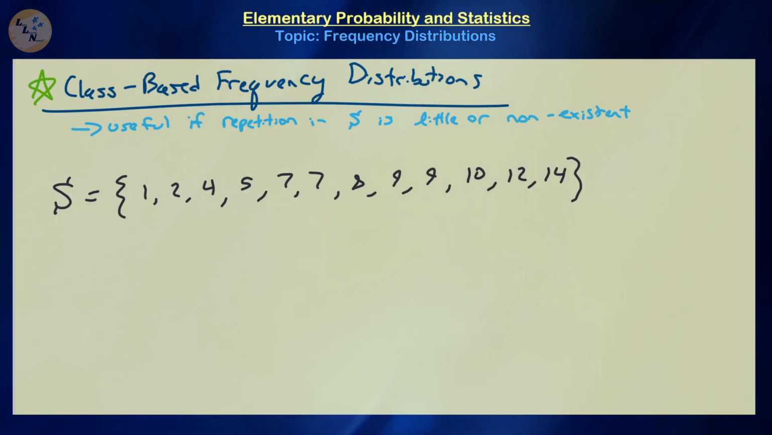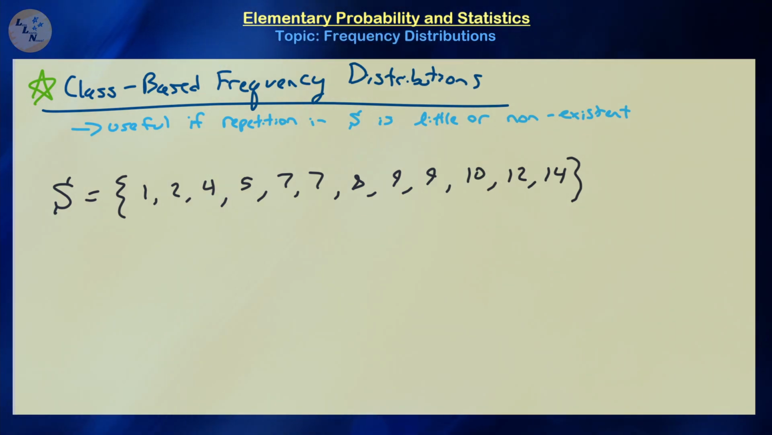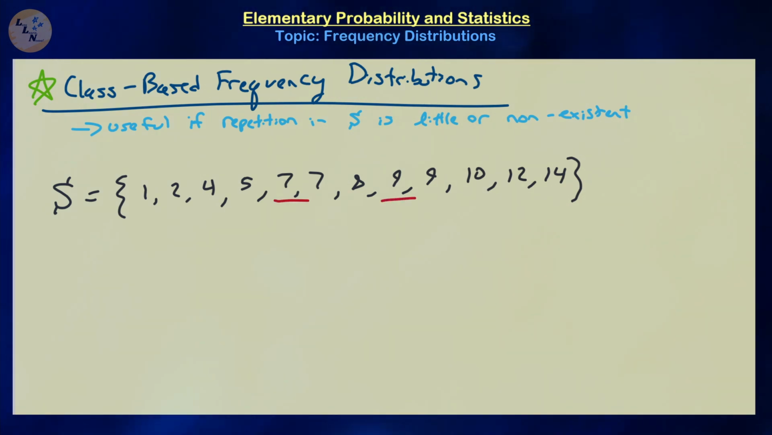So to close this discussion of frequency distributions, we're going to briefly talk about class-based frequency distributions, which are commonly used if repetition in the sample set or data set is little or non-existent. Take, for example, this data set I have listed here, and I'm just going to call it S. Notice we do have some repetition, in particular of 7 and 9, which have a frequency of 2. So technically one could say that this is a bimodal data set, but the frequencies of 7 and 9 are practically equal to the frequencies of the rest of them, which are all practically equal to 1.